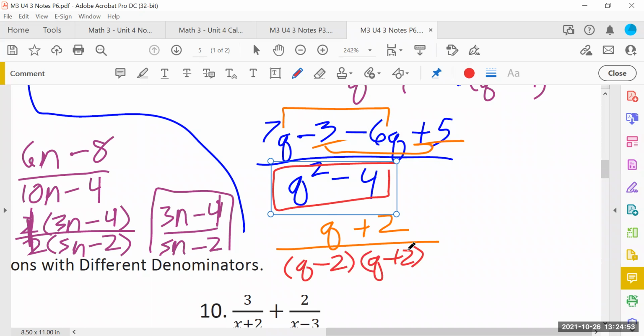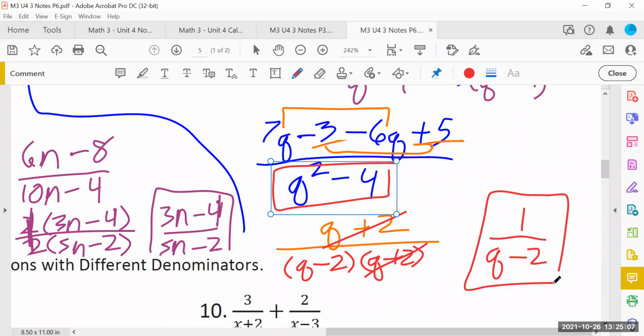Does that make sense? Are we okay so far? Q plus 2 on the top and the bottom, that whole factor cancels out. I'm left with 1 over Q minus 2. There's my final answer for number 8.